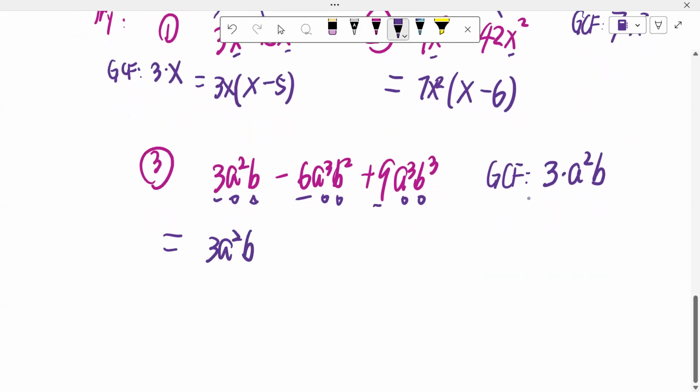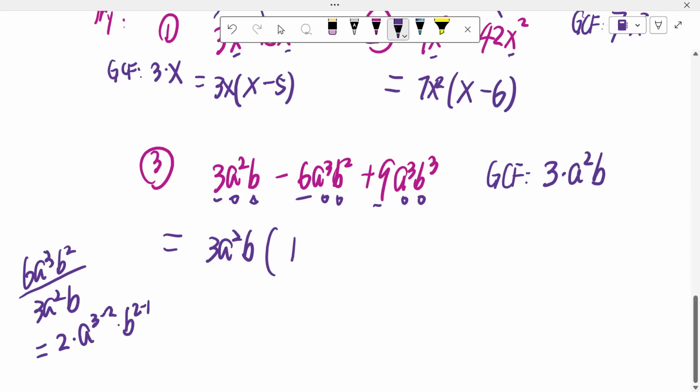And then if you're using 3a squared b over 3a squared b, 1 remains, right? So 1 minus. Let's get a second term. Second term here will be 6a cube b squared over 3a squared b. 6 over 3 is 2. A cube over a squared is a, 3 minus 2, right? And b squared over b will be b, 2 minus 1.